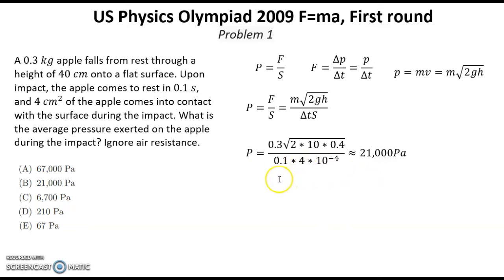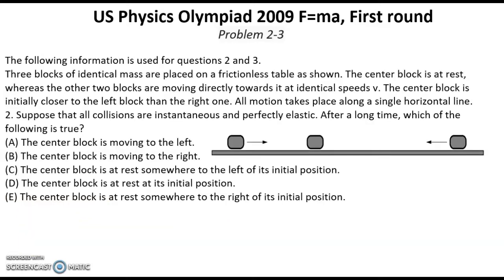So we need to convert all units to SI units. It means kilograms, and centimeters to meters. The final result will be this one, which is approximately 21,000 Pascal. So that's the solution. B is the correct answer.